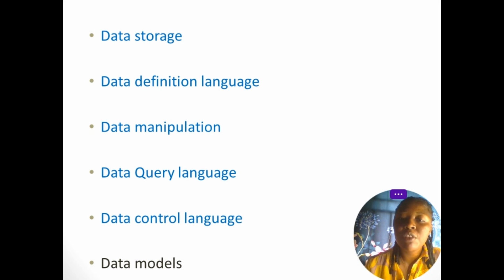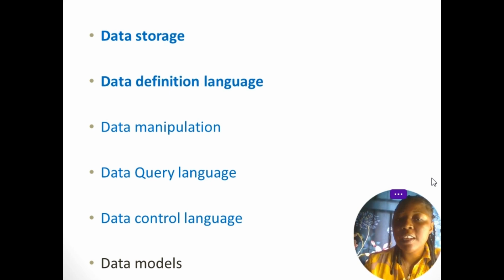The first one we are going to understand is the data storage. What is data storage? Data storage is responsible for physically storing the data on data storage devices, such as hard drive or solid state drive. It also helps to manage data, organize data, store data, and retrieve that data from those storage media. That's the function of a data storage.